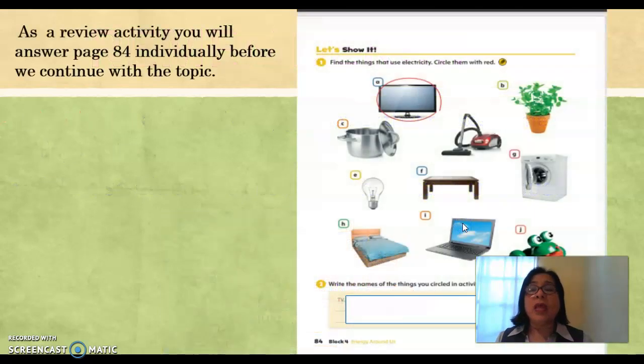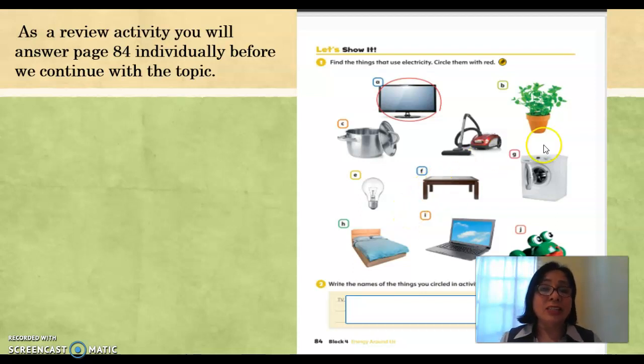Let's continue. As we already saw some information about electricity, I will ask you to open your science book on page 84 and find the things that use electricity in exercise 1. Circle them with color red, okay? Go through all these images and identify the ones that use electricity.